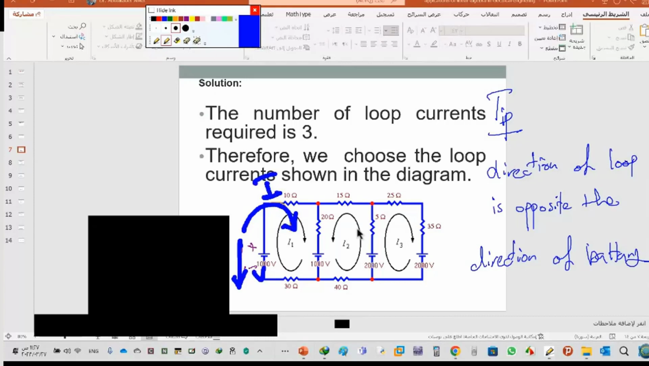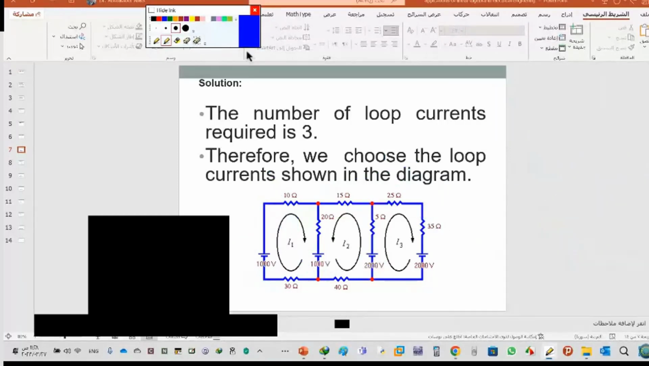Here we have two powers. So you can select either same or different. It doesn't matter for me. Here it is random. Here also you have 2 powers, so it is random. But usually we follow the biggest one. Here we have 1000 and 2000. So 2000 is bigger than 1000, so it will be this one. Here we have 2000. Here I have 1000. So 2 is bigger than 1. So direction will be opposite the biggest one.